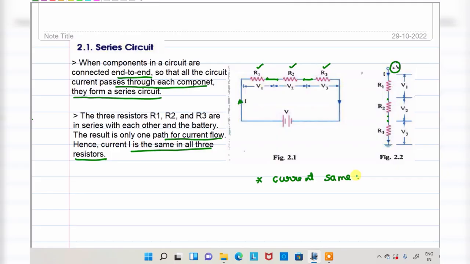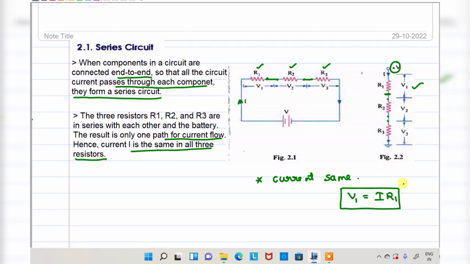What about the voltages? See here, whenever the current is the same, the current passes through resistance R1. For example, if current passes through resistance R1, according to Ohm's law, V1 is equal to I into R1. That means some voltage will be dropped across resistance R1. So in a series circuit, voltage will be dropped across each and every resistor. The drop will be different: here V1, V2 and V3.